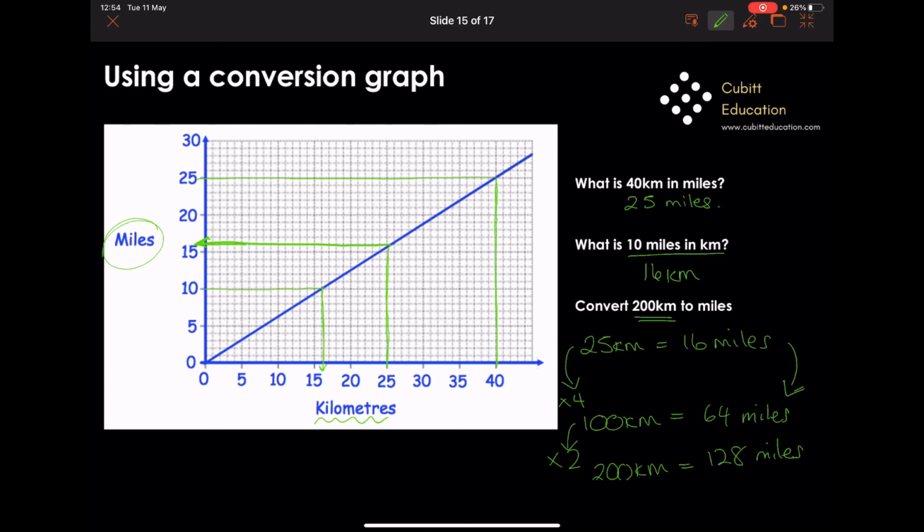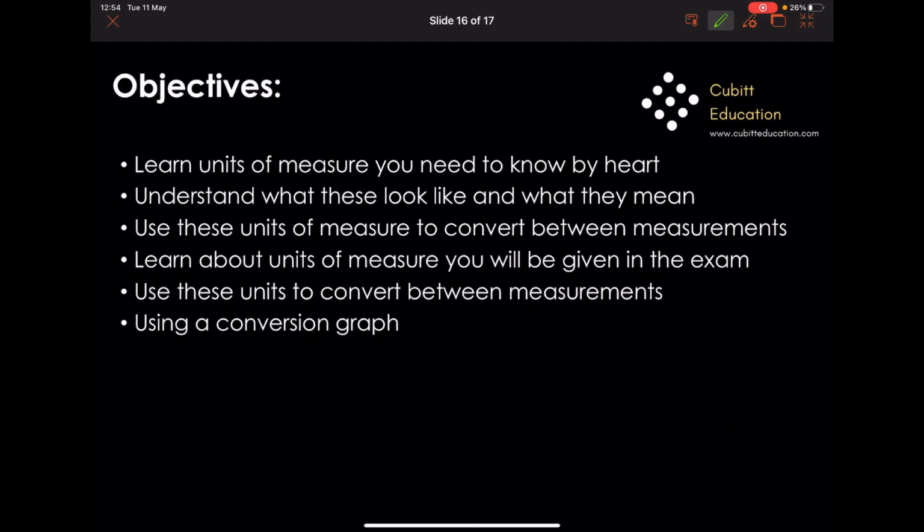So again, they will be expecting you to use the conversion graphs to work out bigger values, which you'll have to scale up. So find whatever value is on the graph and then scale up like this. Okay, I think we have covered everything in there.